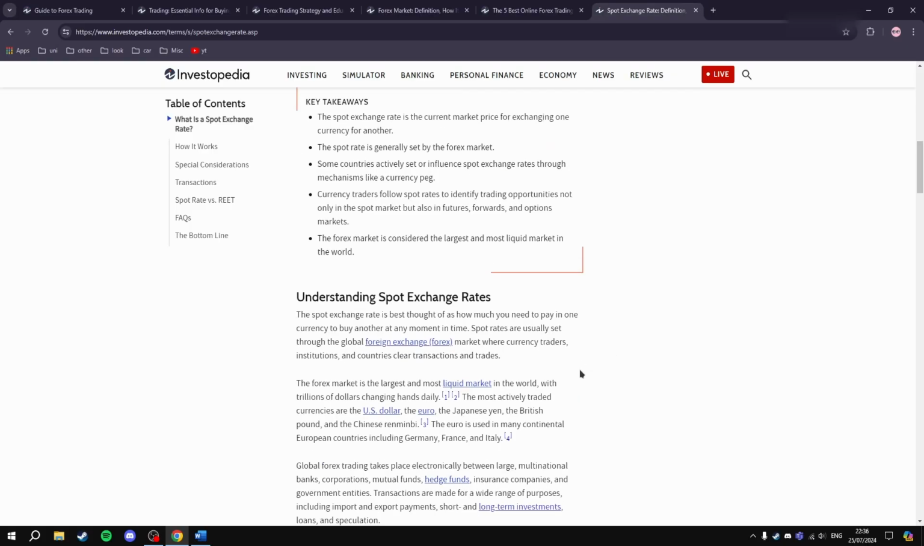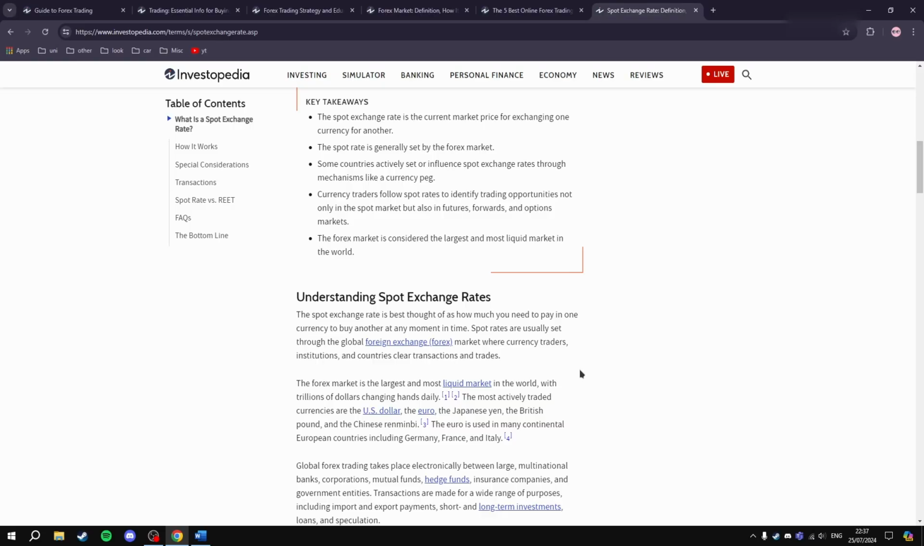Key takeaways: the spot exchange rate is the current market price for exchanging one currency for another. The spot rate is generally set by the Forex market. Some countries actively set or influence spot exchange rates through mechanisms like a currency peg. Currency traders follow spot rates to identify trading opportunities not only in the spot market but also in the futures, forwards and options markets. The Forex market is considered the largest and most liquid market in the world.